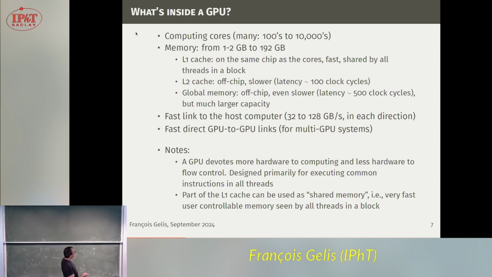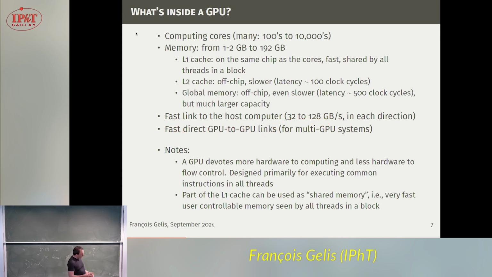Another thing I should mention is how a GPU is connected to the host computer. It's connected by a rather fast connection that can transfer... These numbers are probably outdated. I believe nowadays the bandwidth between the host computer and the GPU could perhaps reach 1 terabyte per second. But nevertheless, it's fast, even if it's in this range.